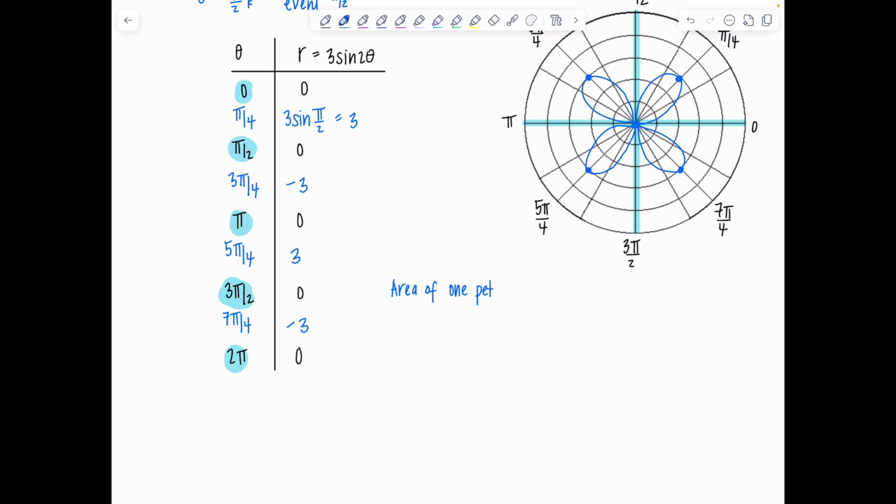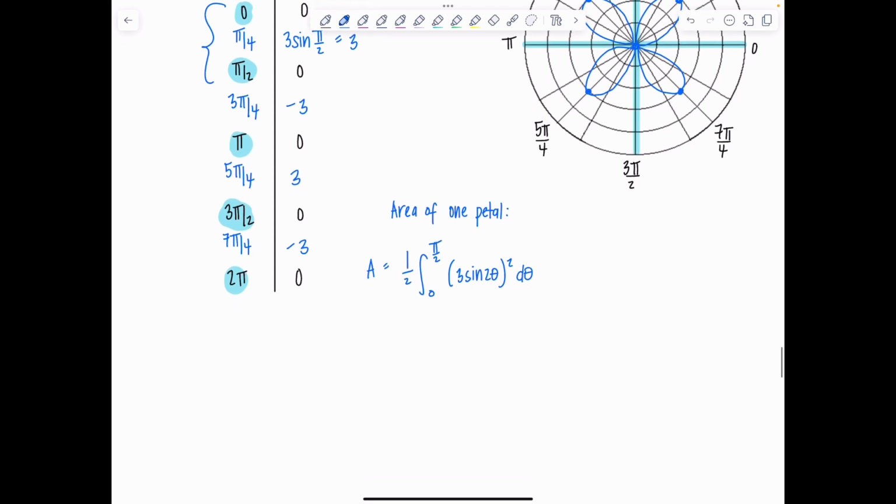Area of 1 petal, you can see just integrate from 0 to pi over 2. So area is going to be 1/2 integral 0 to pi over 2 r squared d theta. I'm going to do this part quickly because they're all the same pretty much. You'll have 9 over 2 integral 0 to pi over 2 sine squared 2 theta d theta. Then how do we integrate sine squared something in calc? You replace it with the half angle identity. I already put the half outside. Sine squared is 1 minus cosine, double the argument.